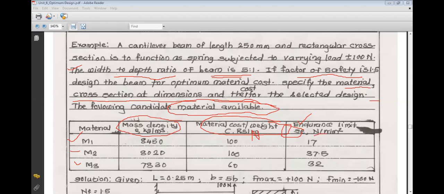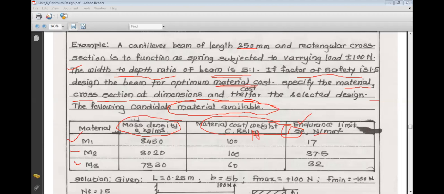So this is the problem: a cantilever beam of length 250 mm, with a rectangular cross section, functions as a spring subjected to a varying load of plus minus 100 Newton. The width and depth ratio of the beam is 5:1. If factor of safety is 1.5, design the beam for optimal material cost. So we have to minimize the cost. Specify the material, the cross section dimensions, and the cost for the selected design. The following are the materials, M1, M2, and M3.